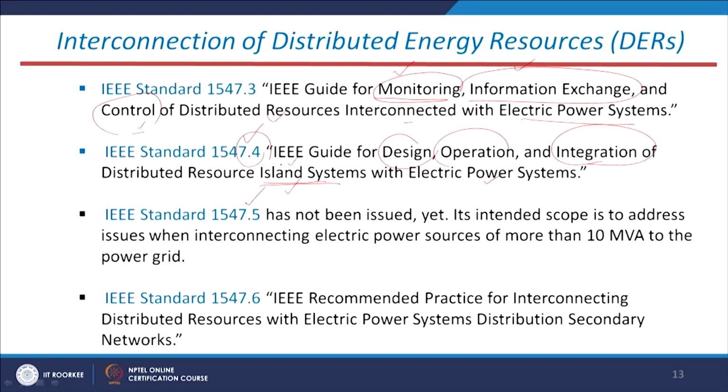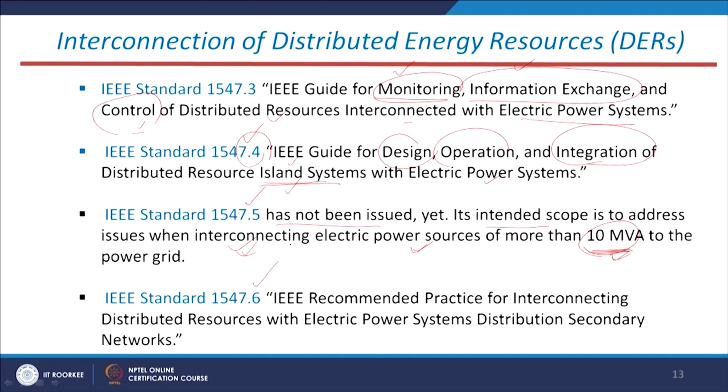Now, the fifth one has not been issued, it is under process, and its intended scope is to address the issues with interconnecting electric power sources of more than 10 MVA. This is the target of this particular standard. The fifth series, IEEE standard 1547.5, aims to provide the interconnecting rules where the electric power sources are more than 10 MVA. Those rules are under process.